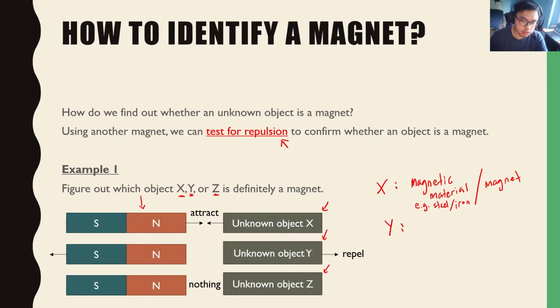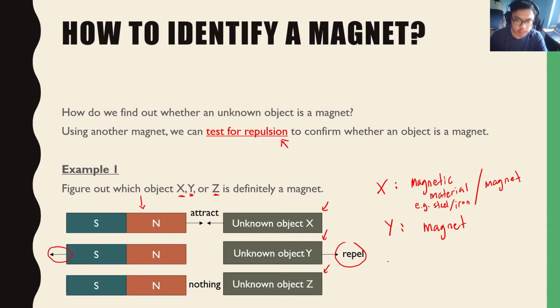What about Y? Now Y, as you can see, when we bring a magnet close to Y, the magnet and object Y repel each other. So the question is, what is object Y? Object Y is definitely a magnet because only a magnet can repel another magnet. If object Y were a magnetic material like steel or iron, it cannot repel magnets. So it's definitely not a magnetic material. Y is definitely a magnet.